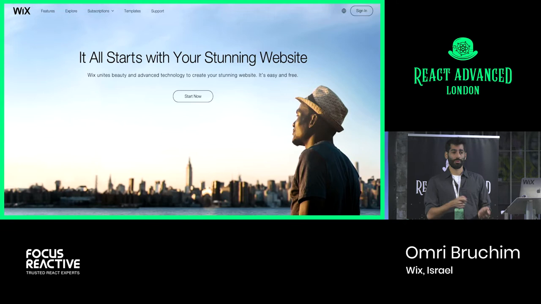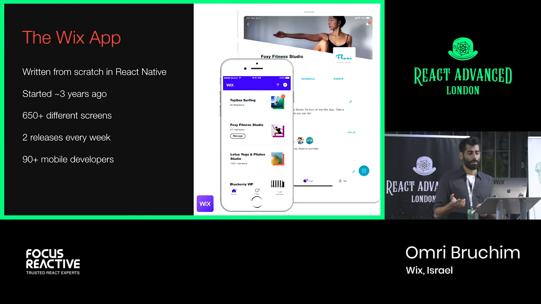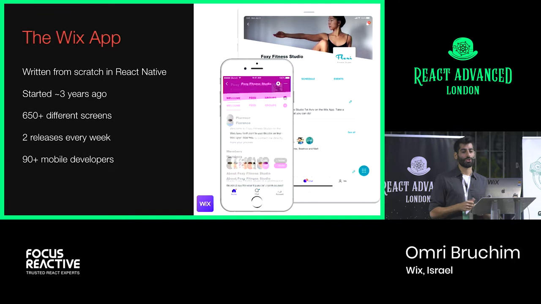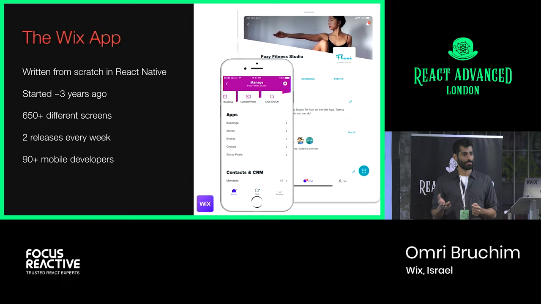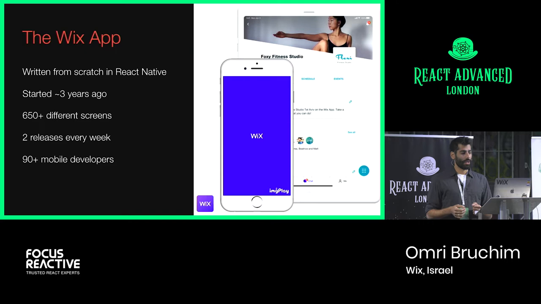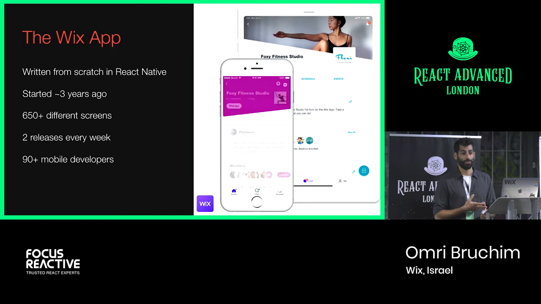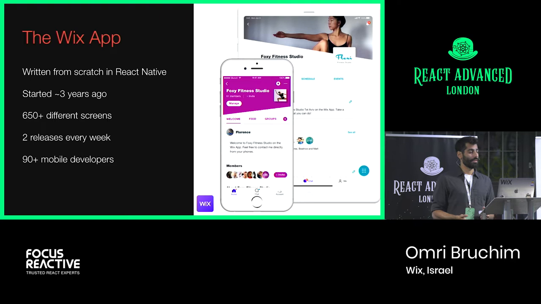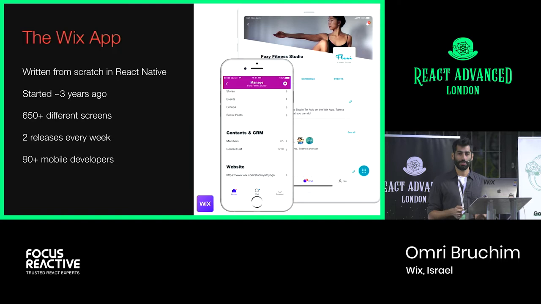Well, we started our mobile journey with Wix back in 2015. To be honest, we took a chance with React Native, a big time. I mean, it was super promising around four or five years ago, and we decided to go for it. Today, we are a huge app. We have more than 600 different screens. We release two versions every week, actually four, because it's two iOS and two Android. We are more than 90 mobile developers. Most of them came from a web background, not native, not mobile. And they're spread over 20 different teams.